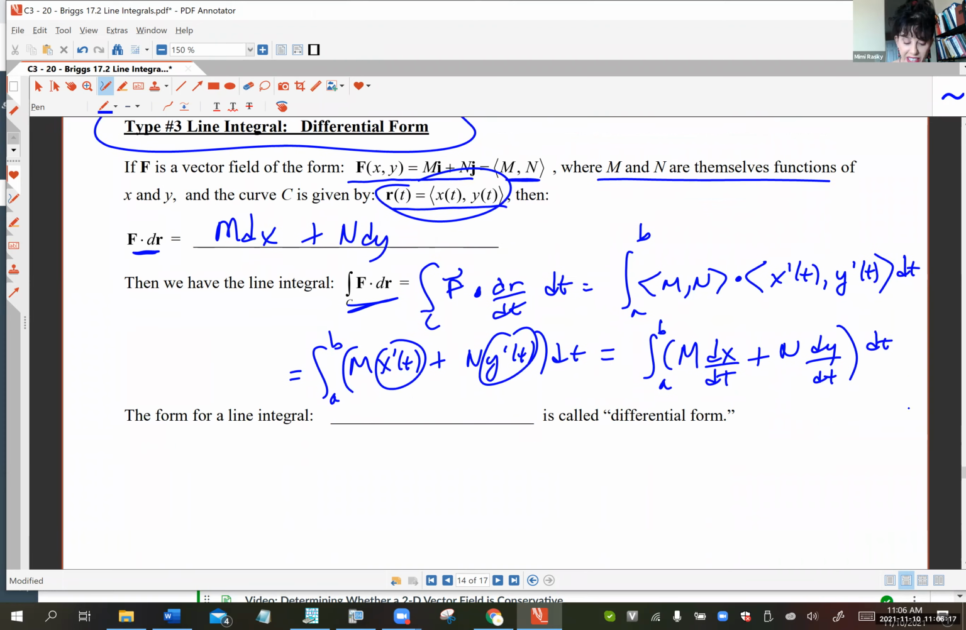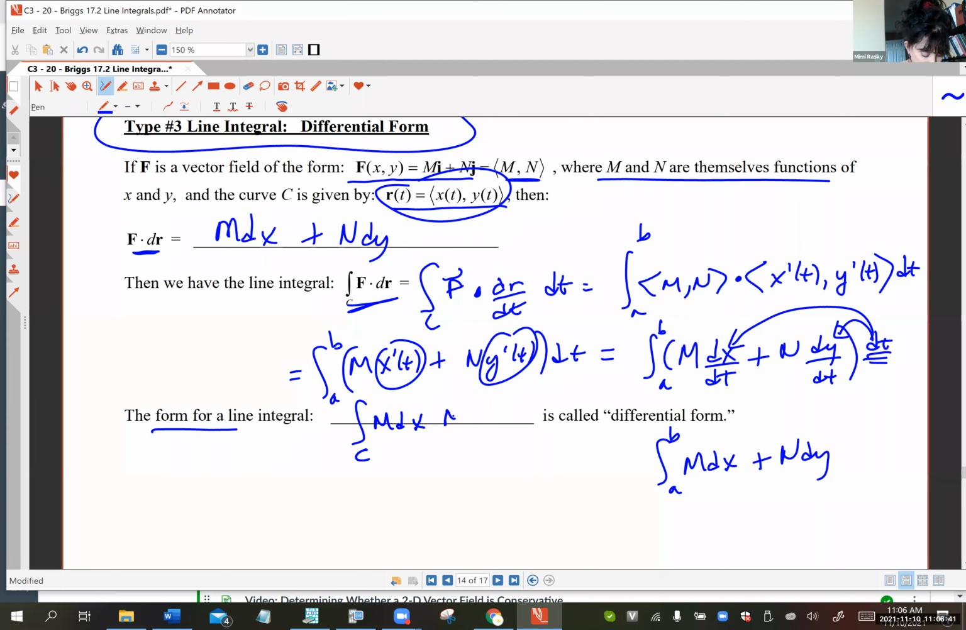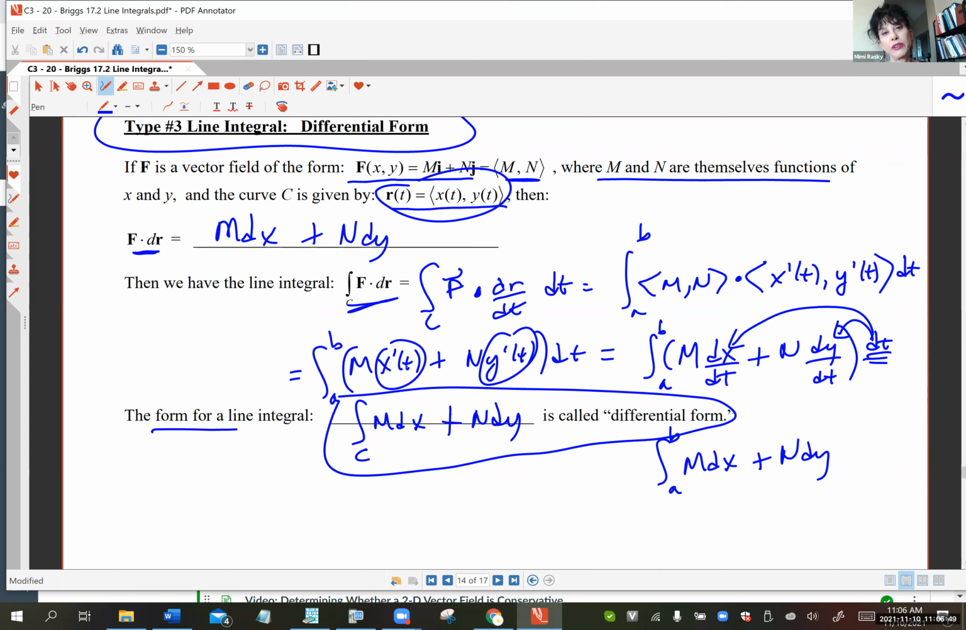And now for the last step, if we treat those differential notations as fractions that we can actually reduce to lowest terms, and we distribute this dt that's out here, the dt's will cancel, and you'll be left with what's known as differential form. So again, the form for a line integral that looks like this, oops, that's a plus, is called differential form. Very important that you know this, because we're going to see a lot of it. A lot.